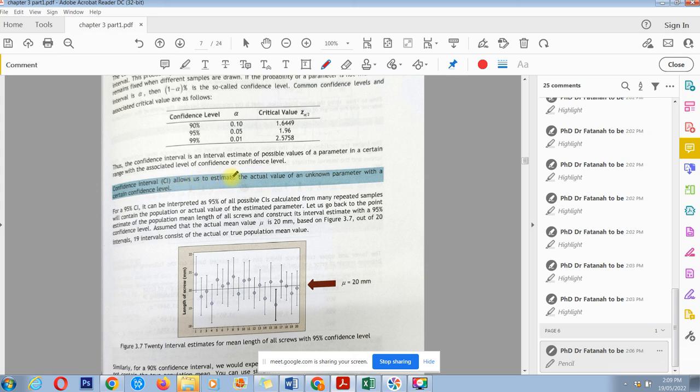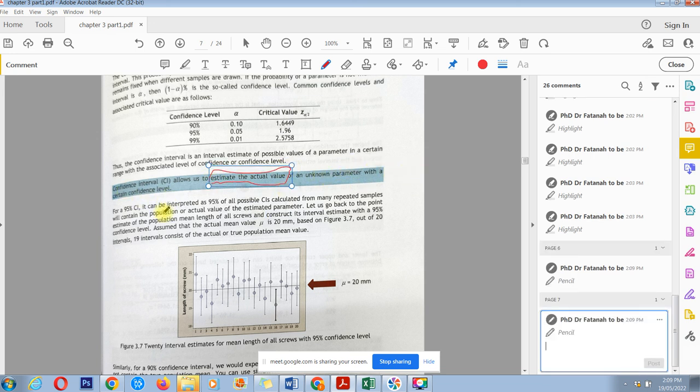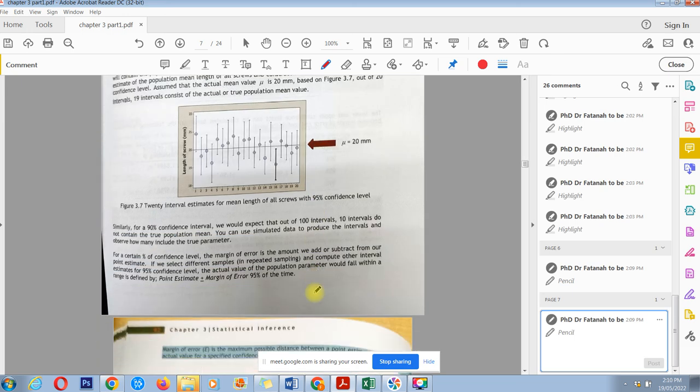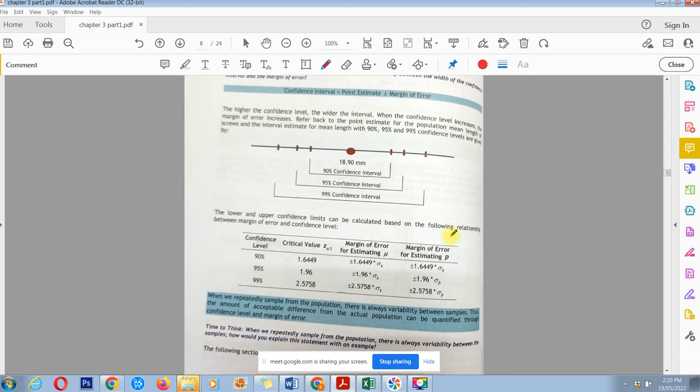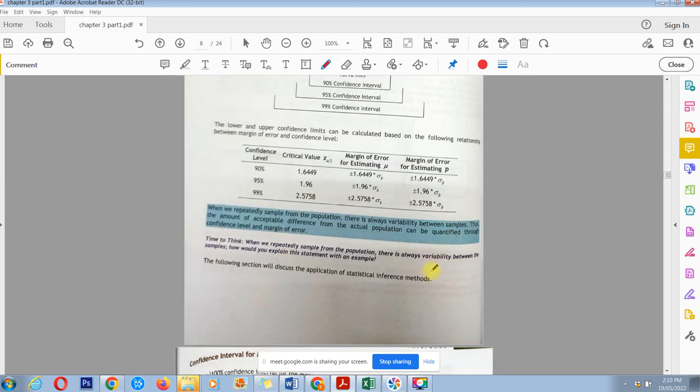Confidence interval (CI) allows us to estimate the actual value of an unknown parameter with a certain confidence level. So we can estimate based on the confidence level that we choose. We need to choose, or if in your examination they already state the confidence level that you want to choose, then use that. It depends; it is not fixed. It is fixed if already stated.